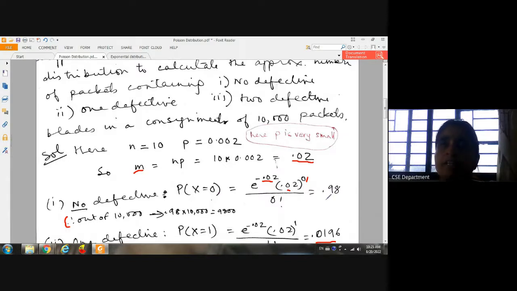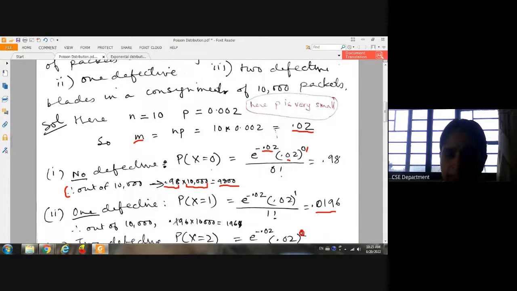So if there are 100 packets, there will be 98 packets which have no defective. Like that, if there are 1,000 packets, there will be 980 packets with no defective. If there are 10,000, 9,800 will have no defective. So the procedure is, whatever the probability is, you multiply by the total number of packets, and out of 10,000, 9,800 packets have no defective blade.